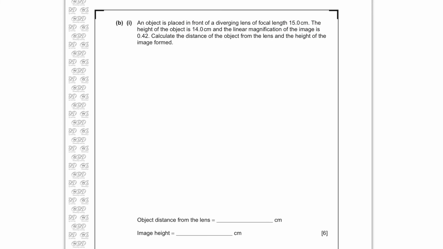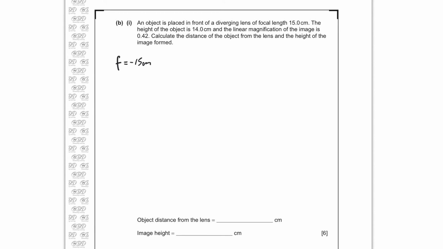Part B. An object is placed in front of a diverging lens of focal length 15 centimeters. The height of the object is 14 centimeters, and the linear magnification of the image is 0.42. Calculate the distance of the object from the lens and the height of the image formed. So we have a diverging lens, which means that the focal length is negative.